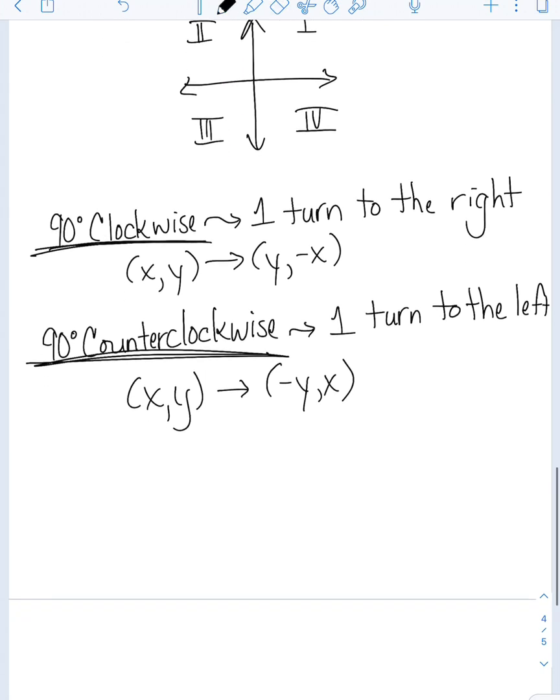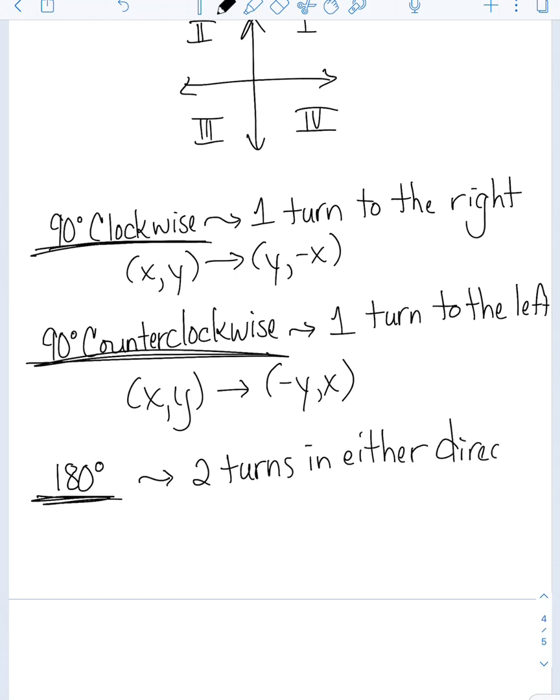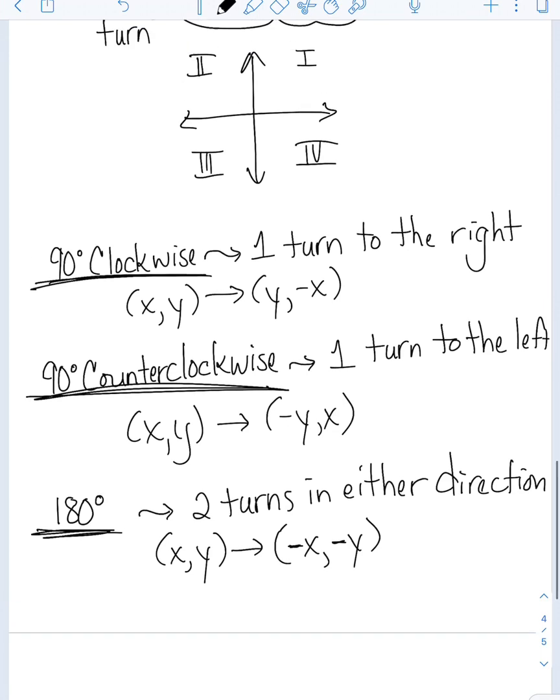Now let's look at the last kind of rotation we'll look at in this lesson. A 180 degree rotation or turn. Well guys, think about it, 90 and 90 is 180. That's two turns. And that's going to be in either direction because you're going to end up in the same exact place. Let me give you that rule and then I'll show you what that looks like. You take the original point and the rule is (-x, -y). That just means you change the signs of both numbers.